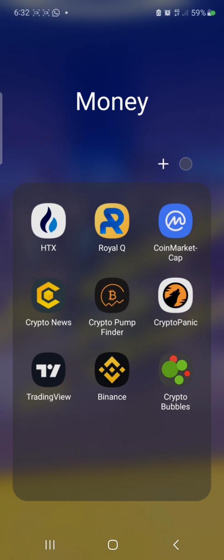Hello, beautiful people. So how do you manually select a coin to trade if no signal is given? You know, sometimes we miss out on signals. We are not online, we're busy people, and we need this money. Yeah, we need this money.